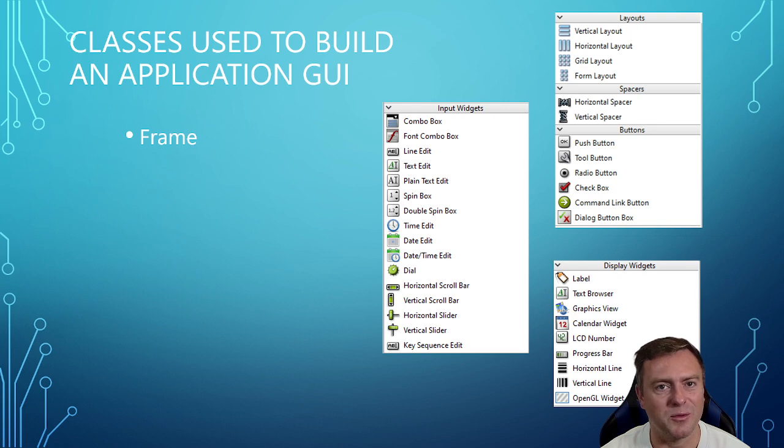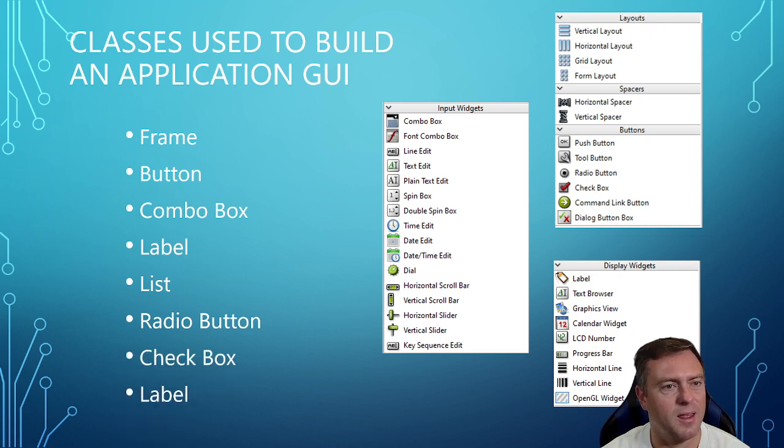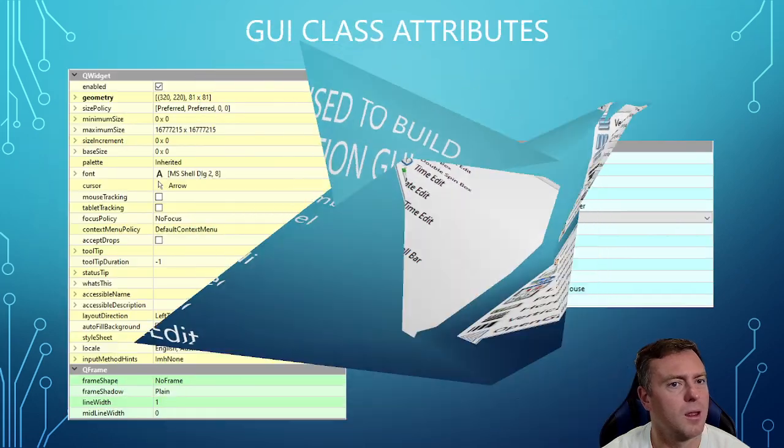So the first one is the frame, which is sort of the canvas that you can put the objects on, then the button, then the combo box, the label, the lists, the radio button, the checkbox, and then the label at the end. So there's a few that you can sort of choose from. Oh, and also the line edit, which is what we've played with before.